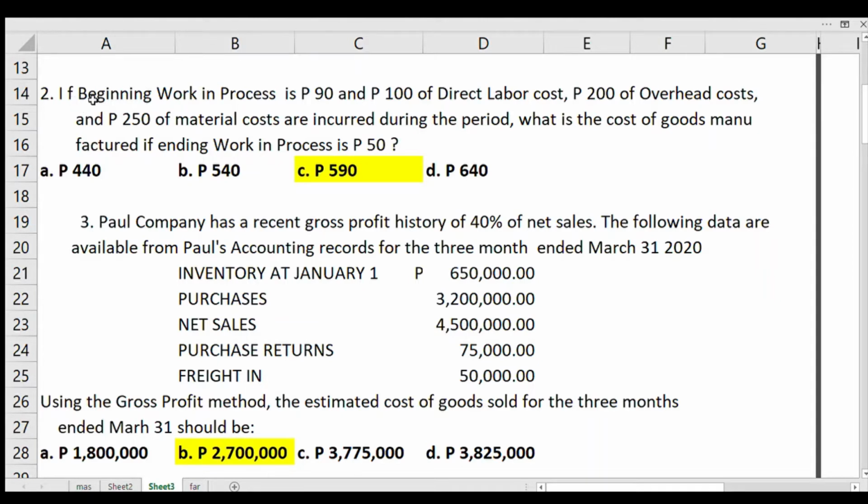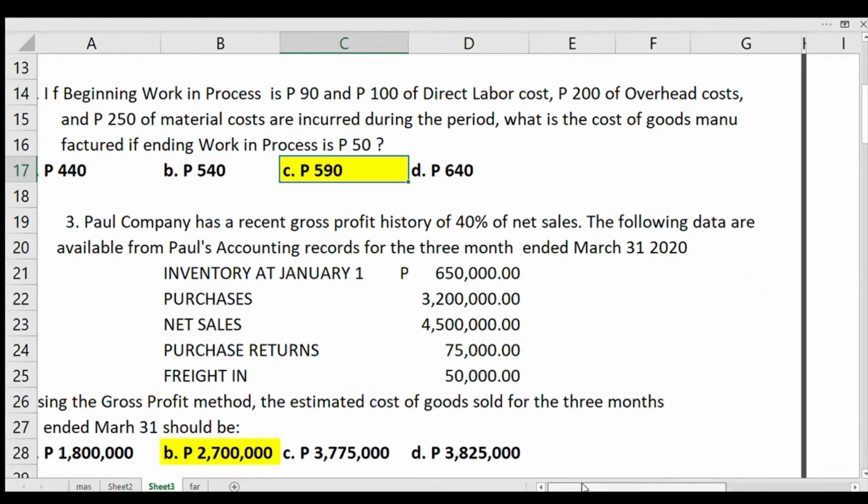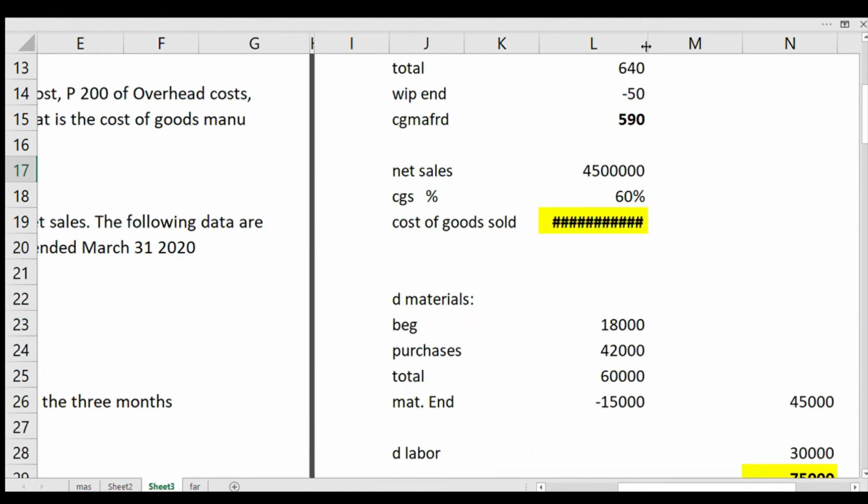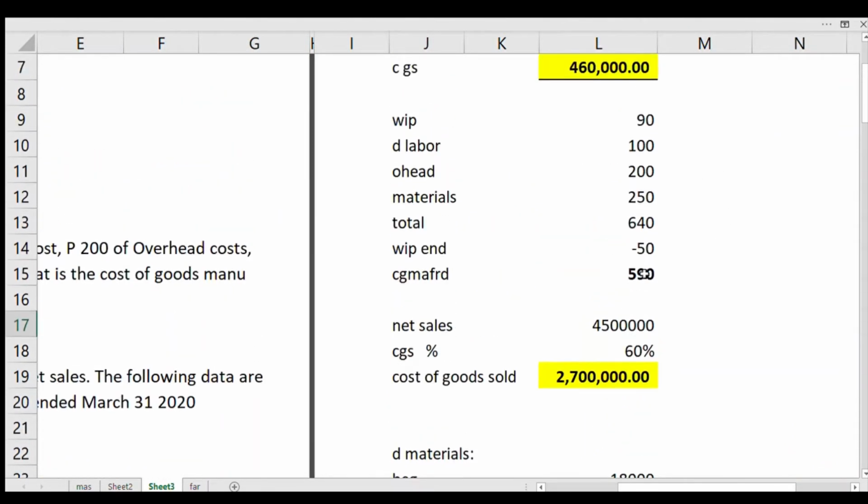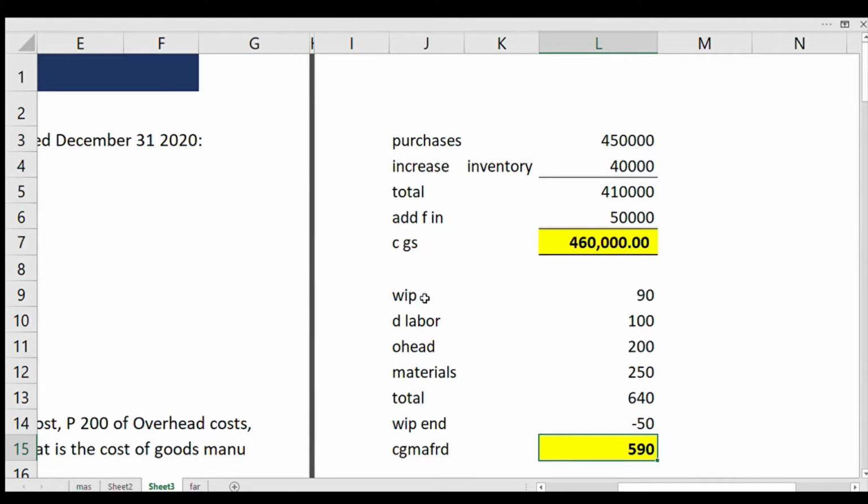Number 2: if beginning work in process is 90 and 100 of direct labor cost, 200 of overhead, and 250 of material costs are incurred during the period, what is the cost of goods manufactured if ending work in process is 50? The answer is 590. So let's go to the solution. Okay, we will show you the solution. Based on the solution being given here, we have to give the detail.